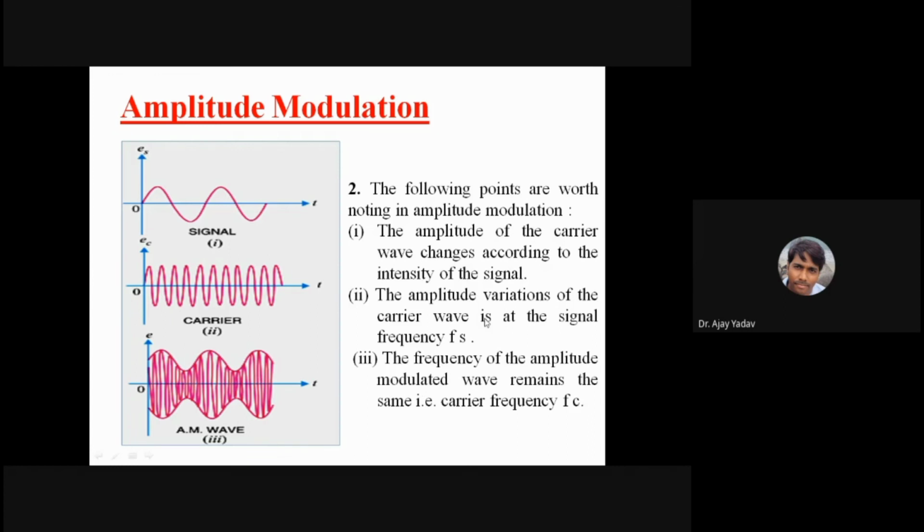Now, the amplitude variation of the carrier signal is at the signal frequency. I told you the envelope, no? The frequency of the envelope is the same as the data signal frequency. So, the same thing I'm writing here. Third point, the frequency of the signal which is there inside this envelope remains the same as that of the carrier signal. See if you have understood these 3 points.